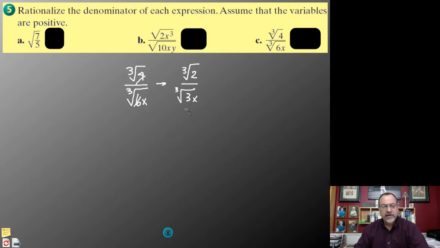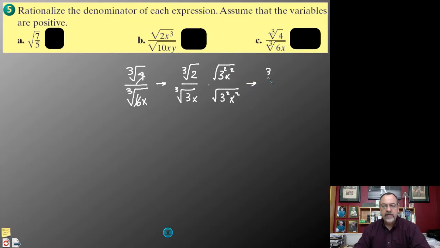I still have a denominator here with a radical. Now the index is 3. That means that I need 3 3's and 3 x's in order for them to take the cube root. So that means I need 2 more 3's and I need 2 more x's in order for these values to come out. If I do that to the denominator, I have to do it to the numerator. So I need 2 more 3's and 2 more x's. Now that I've done that, I can multiply these together.